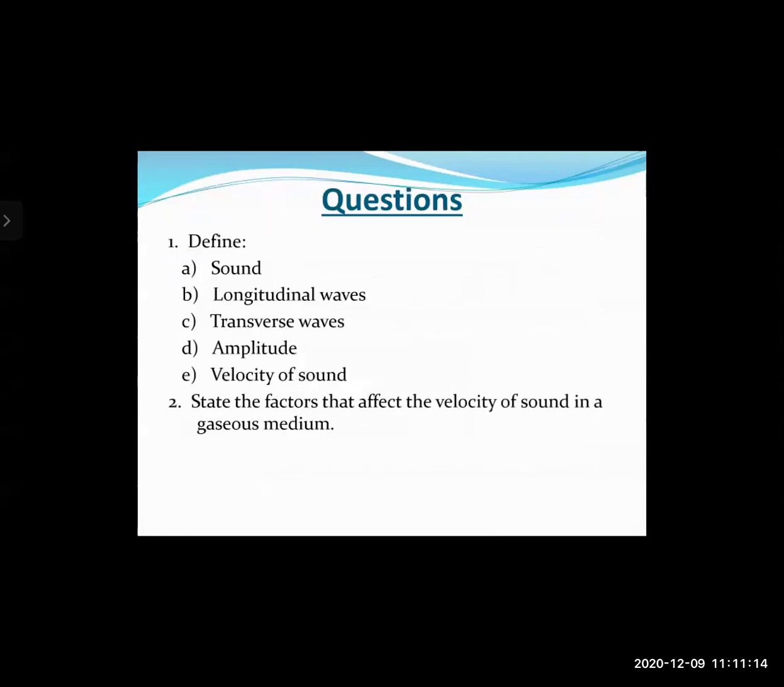There are certain questions that I want students to prepare today as homework. Define sound, define longitudinal waves, define transverse waves, define amplitude and velocity of sound. Then the next question: state the factors that affect the velocity of sound in a gaseous medium. What are those factors? They can be the temperature of the gas, the density of the gas, and the molecular weight of the gas.